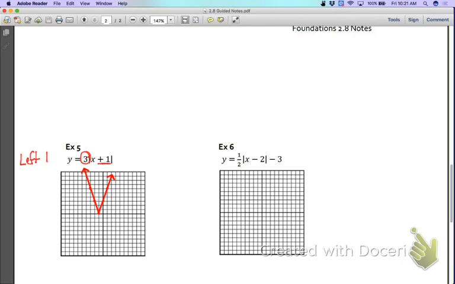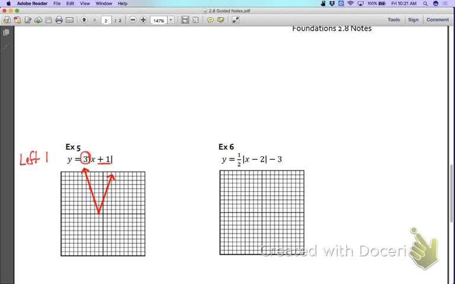Always move left, right first, and then worry about flipping it, because you want to find your vertex first, and then worry about if we need to flip or if we need to vertically stretch it or shrink it. Okay? So now let's do 6.